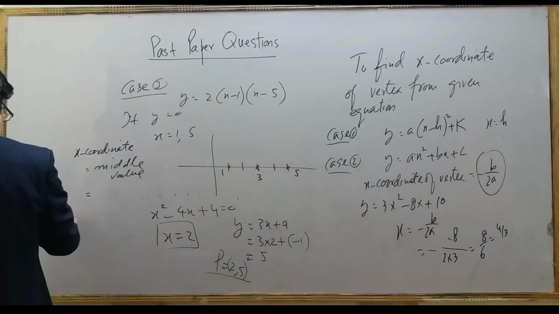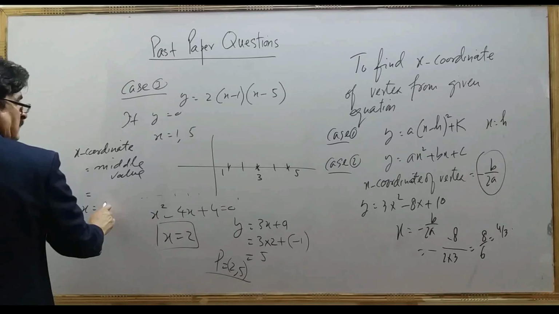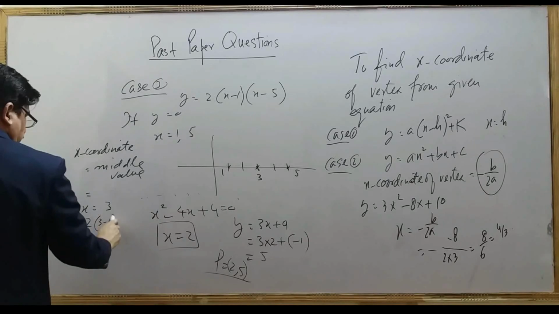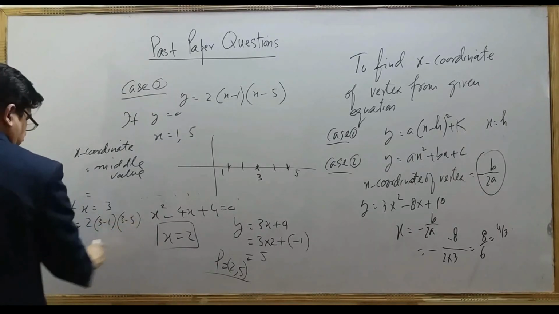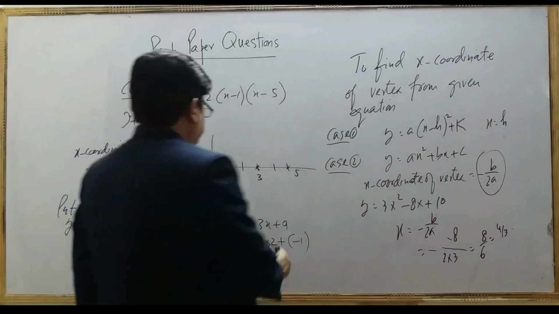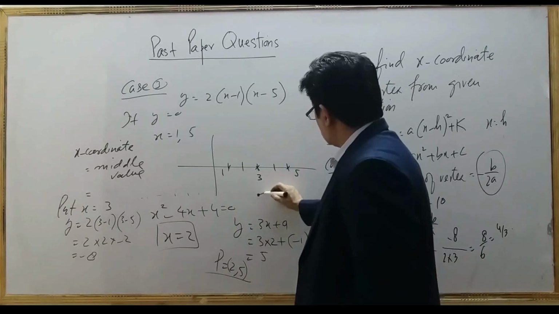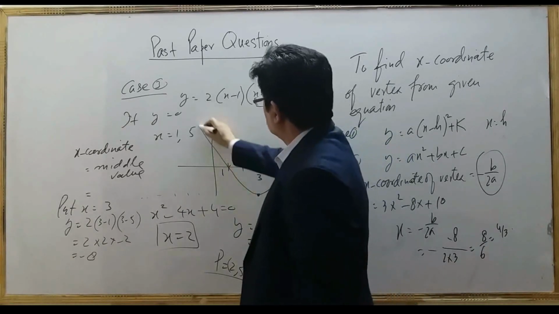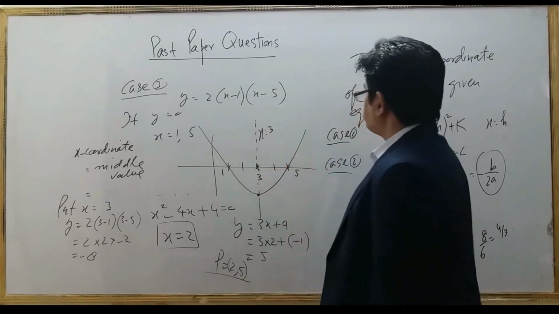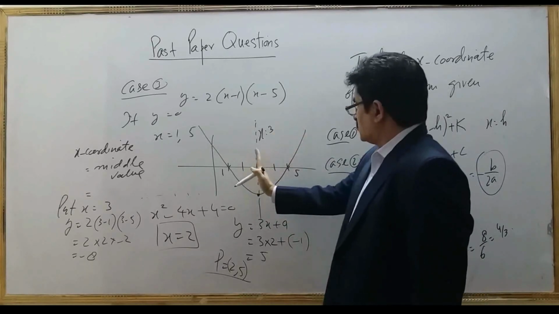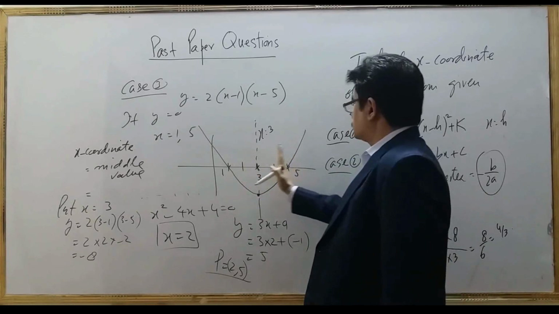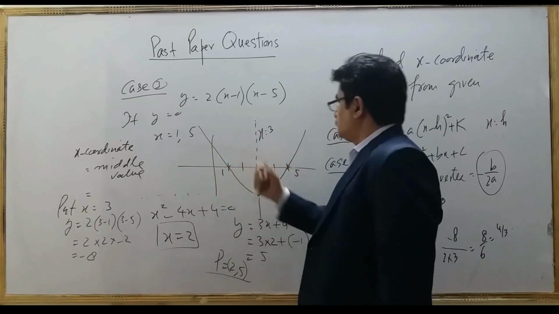So here will be the y coordinate. If you put it in the given curve, you can also find the y coordinate. So put x equal to 3 in the given curve. You will have 3 minus 1 and 3 minus 5. This is 2 into minus 2, and this is minus 8. So the turning point will lie over here, and you will have this curve. And this is the line of symmetry. The line of symmetry will be x is equal to 3. These points will be equidistant from this point, so this distance will be equal to this.